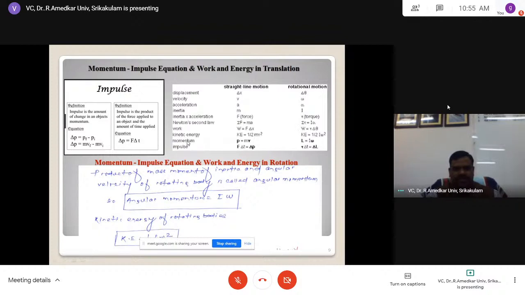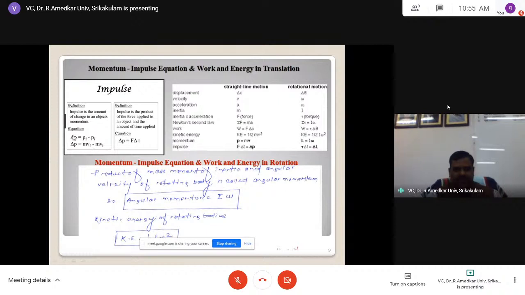Kinetic energy, work and energy. Work is this. Energy is kinetic energy, half m v square. M is replaced by I, and linear velocity replaced by angular velocity, half I omega square. Momentum P is equal to m v final minus initial velocity. P is equal to m v.